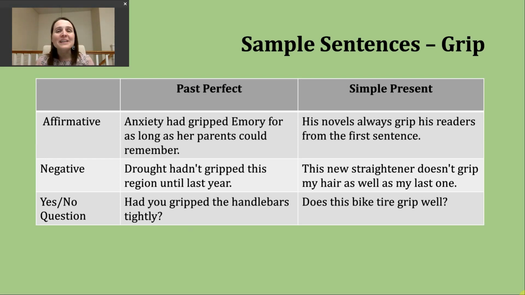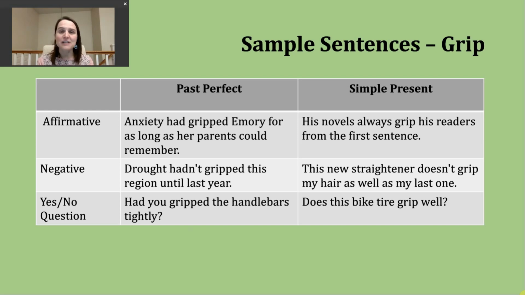Okay. Now let's look at the simple present. We use this verb tense to talk about our habits and routines. We also use it to discuss facts. When we make sentences in the simple present, we need to pay attention to our subject.